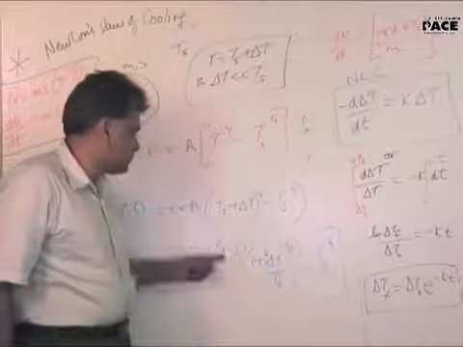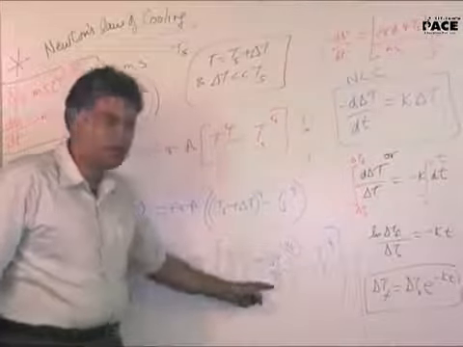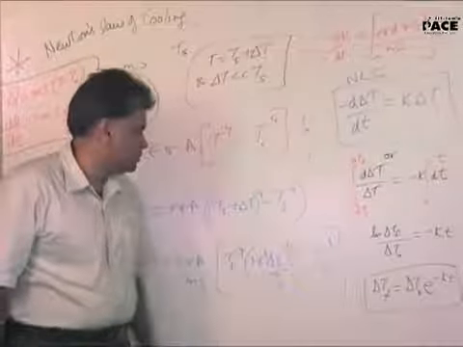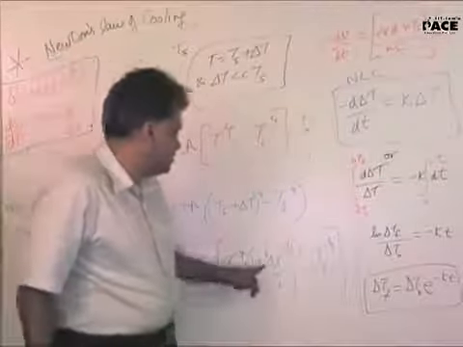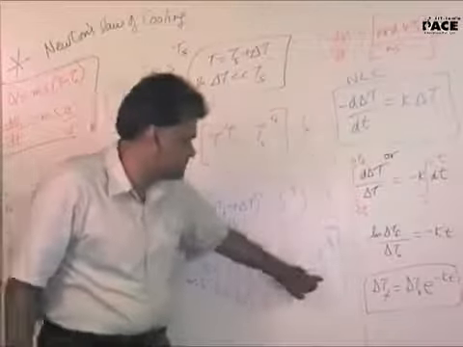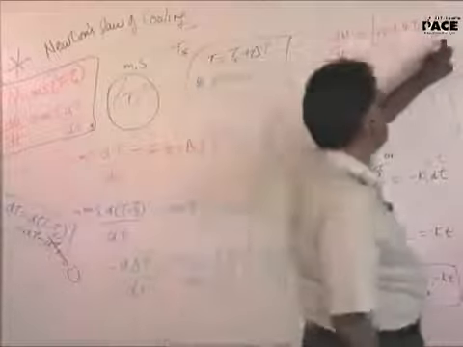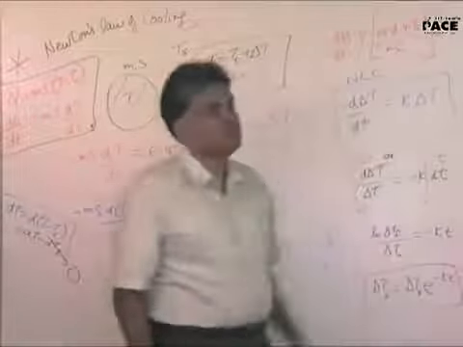Take out Ts power 4 common. 1 plus delta T by Ts. 1 plus x power n is 1 plus nx. When you put that, you will get Ts power 4 minus Ts power 4 cancel. 4 Ts cubed comes out. Delta T comes out. This is minus, this is K.